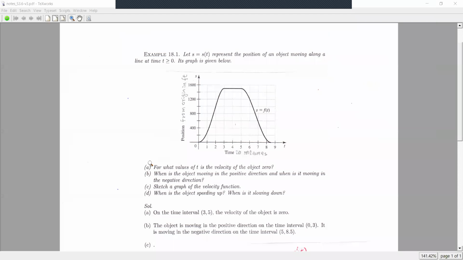A second solution to part A: between 3 and 5, draw tangent lines. By fact number 3, the slope of a tangent line is an instantaneous velocity. Between 3 and 5, all the tangent lines are horizontal. Therefore, between 3 and 5, velocities are all zeros.